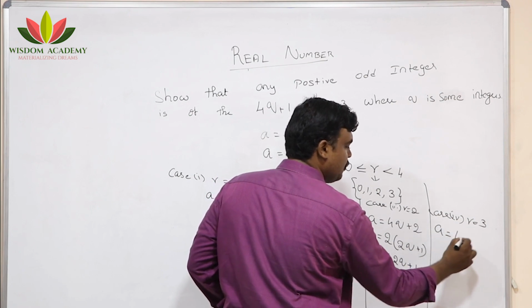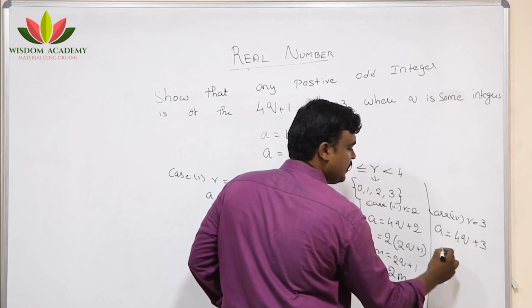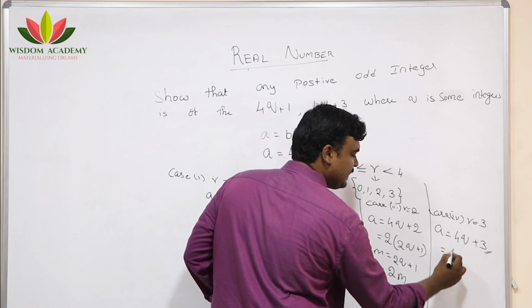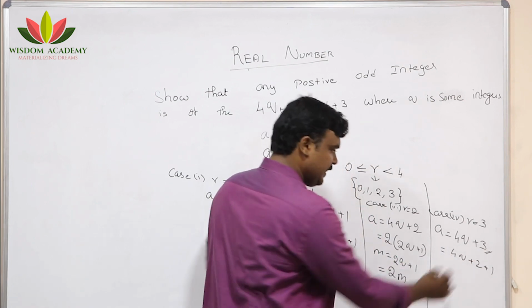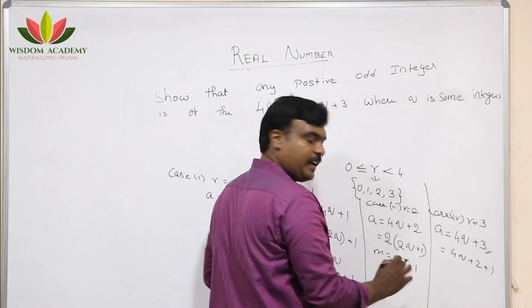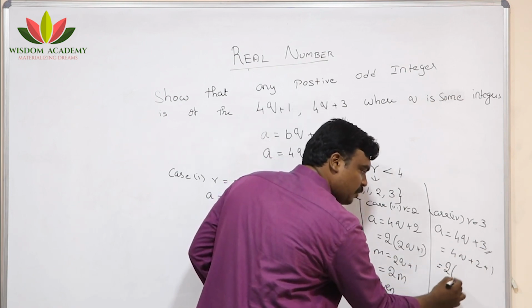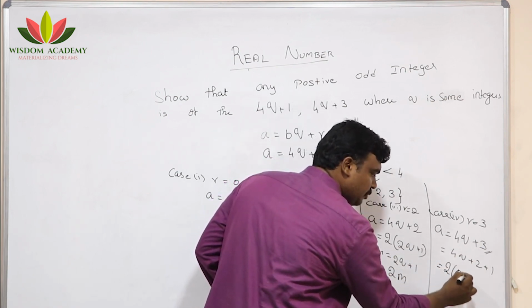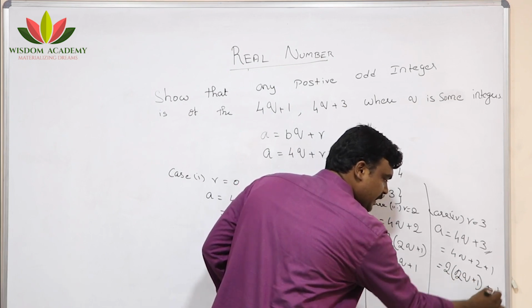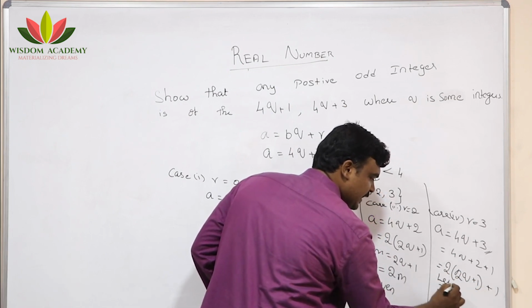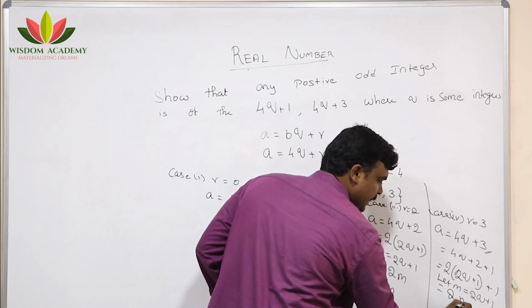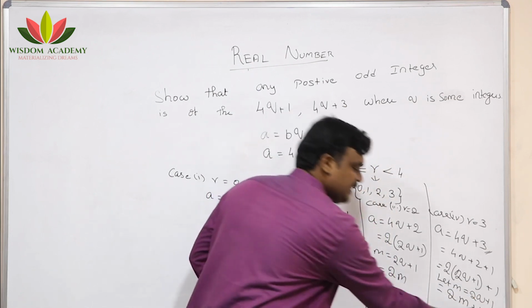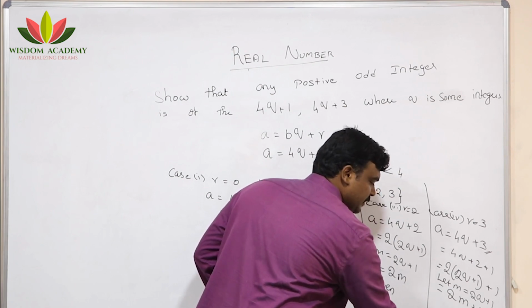Now I am taking case 4, where r is equal to 3. So A is equal to 4q plus 3. Here, this 3 can be written as 4q plus 2 plus 1. Do you agree? That is, 3 can be written as 2 plus 1. So now I am taking 2 as common outside. So it will be 2q plus 1 plus 1. So let m is equal to 2q plus 1. So 2 into m plus 1. Once again, this will be an odd number.